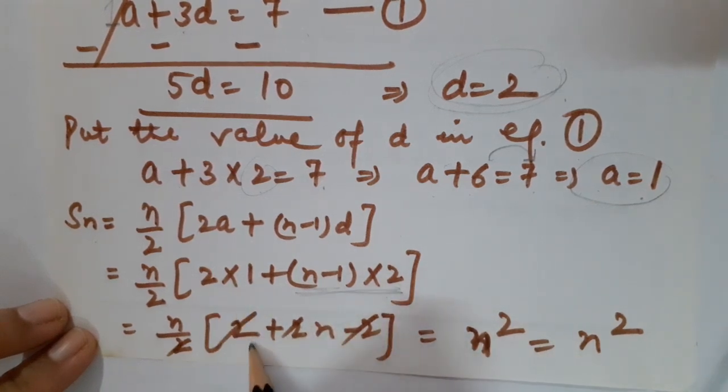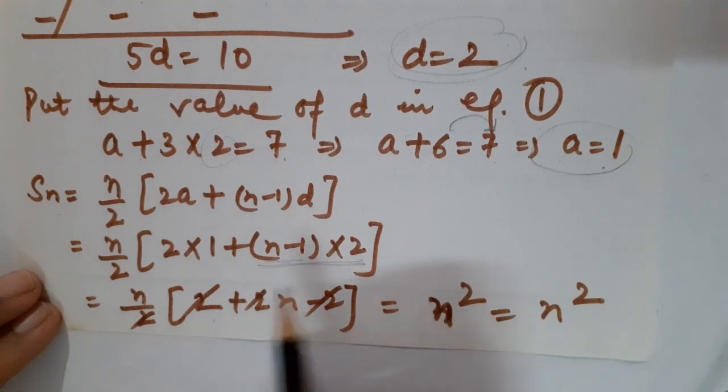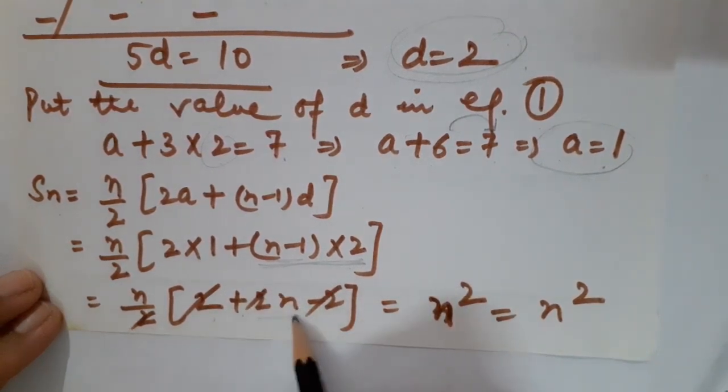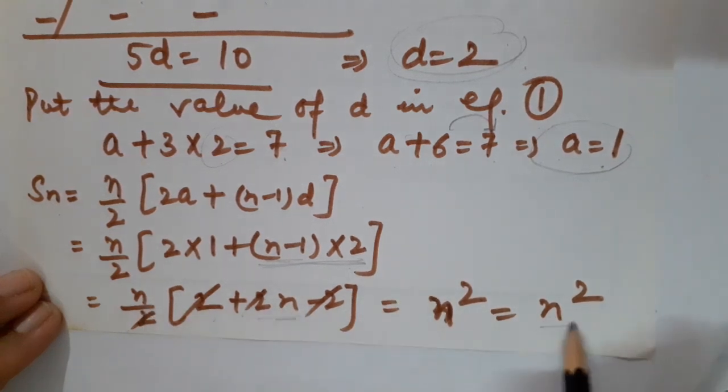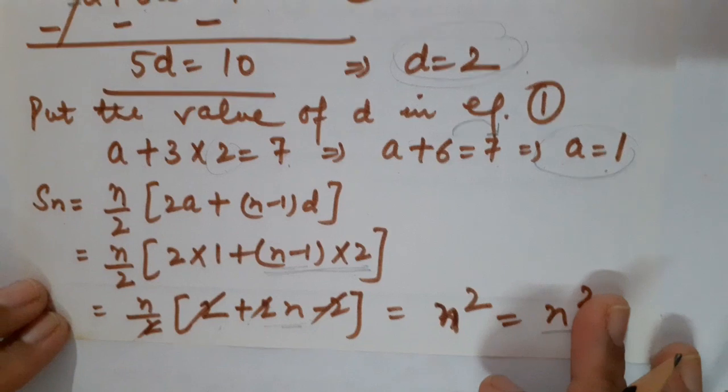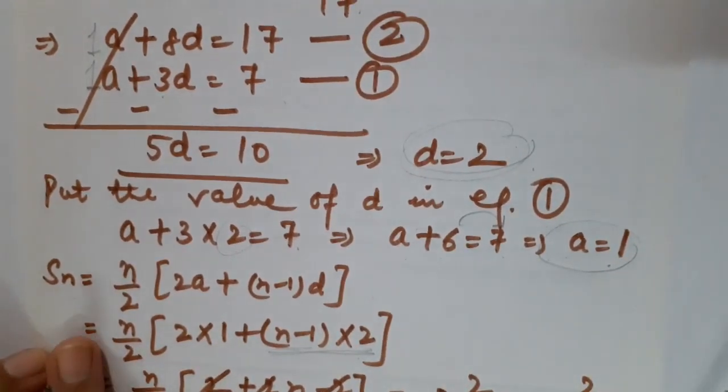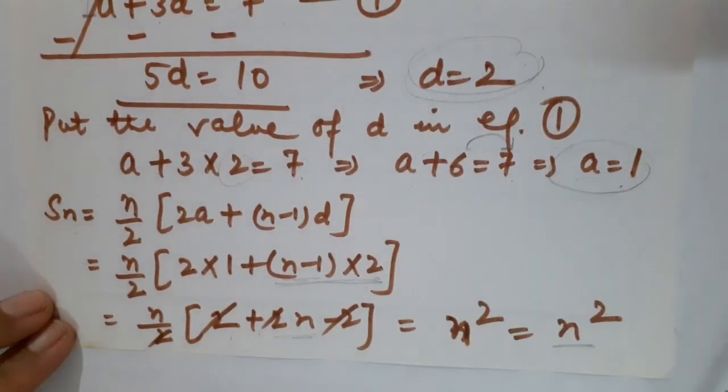This 2 into 1 will become plus 2 only. So this plus 2 and minus 2 are going to be cancelled, and this 2 is going to be cancelled with this 2n. Fine. So I have got n into n, that is actually n square. Correct? So children, this is the sum of first n terms of the given AP.